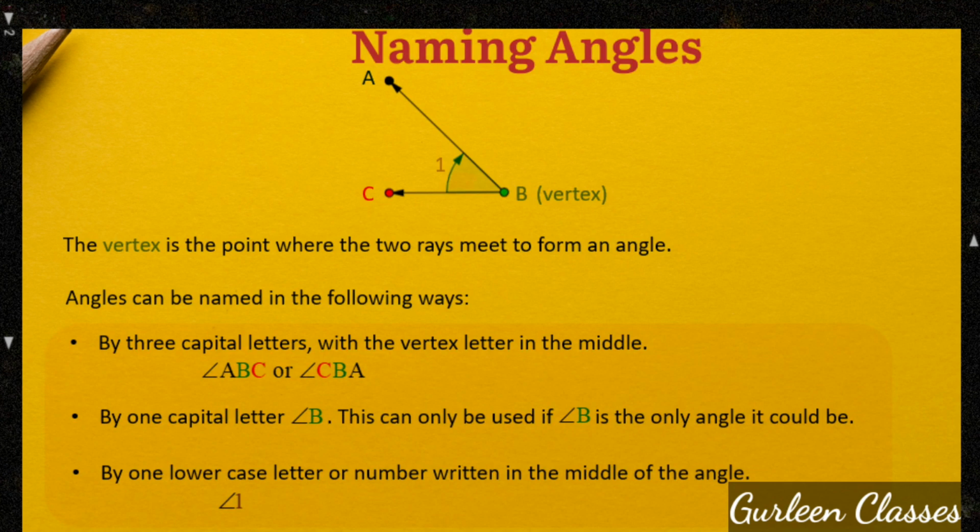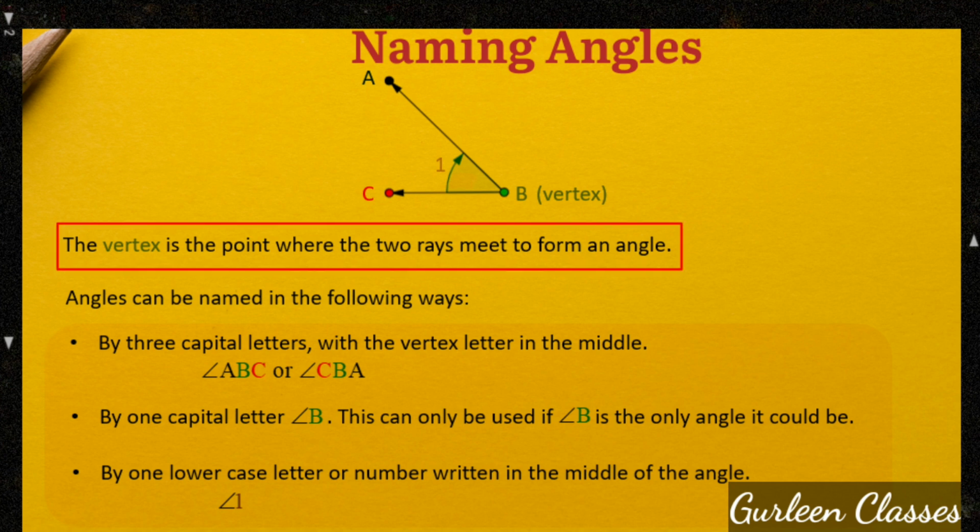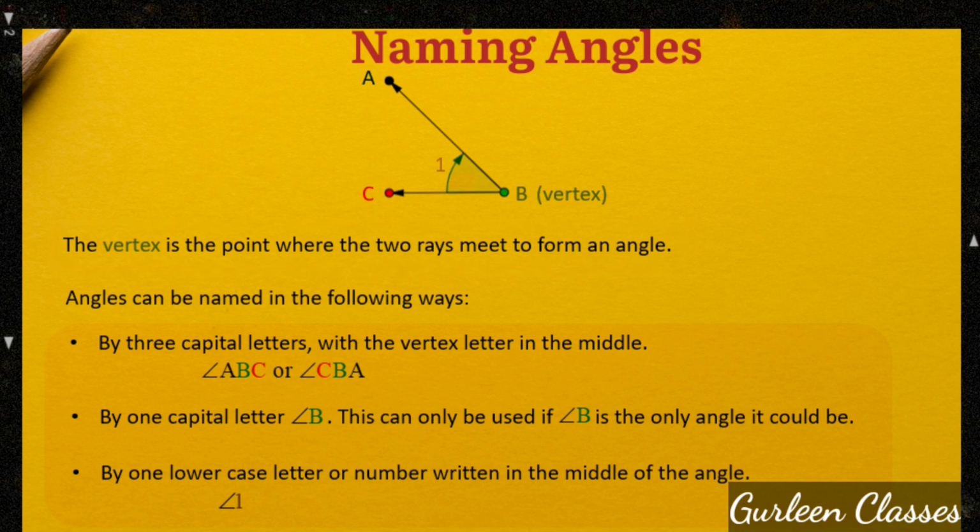Next topic, naming angles. Angles can be named in the following ways. Number 1, by 3 capital letters with the vertex letter in the middle. What is a vertex? The vertex is the point where the 2 rays meet to form an angle. In this figure, B is the vertex where 2 rays meet to form an angle. So what are the 3 capital letters? Angle ABC or angle CBA. So here the vertex is B and it is in the middle.